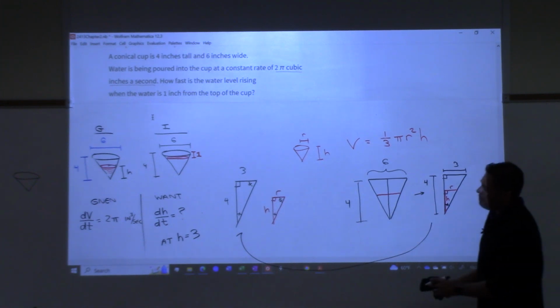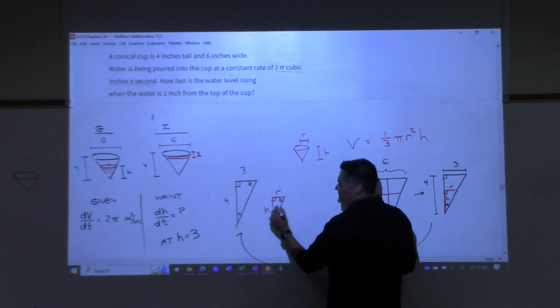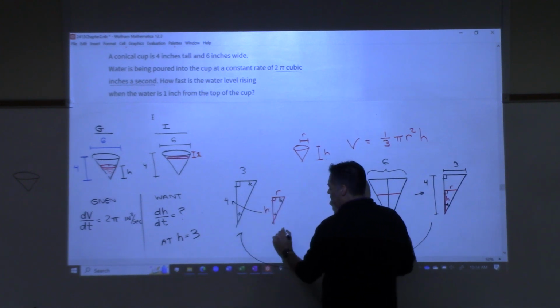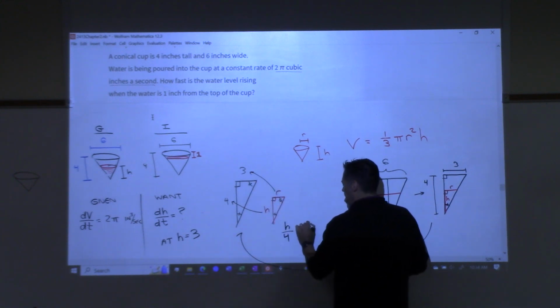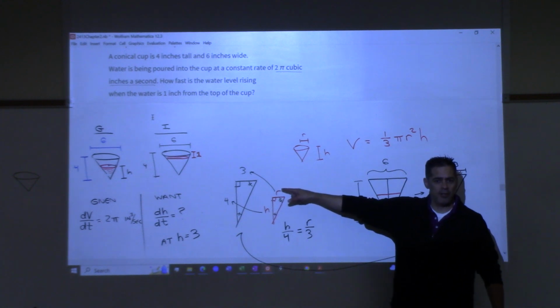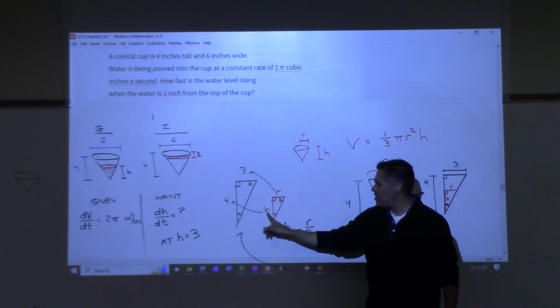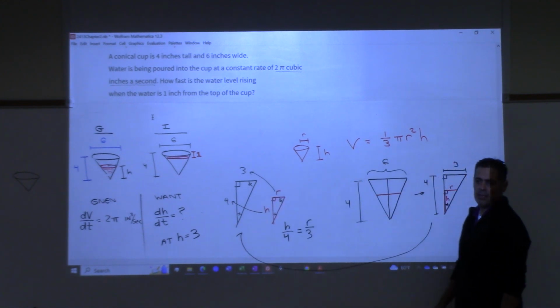So from here, let me create from the similar triangles. Let me do this: H divided by 4 must be equal to R divided by 3. Do you all agree that I can do this because these are similar triangles? I can take the longer side here divided by the longer side here, and the shorter side here divided by the shorter side there.